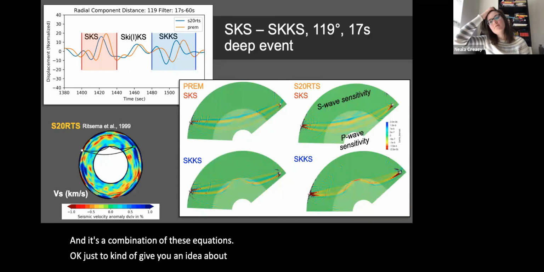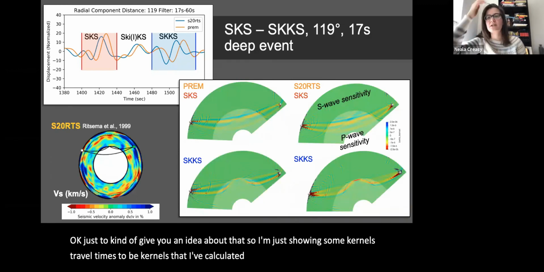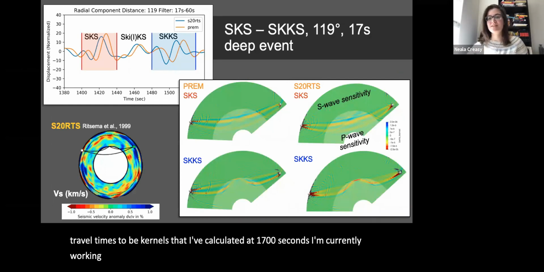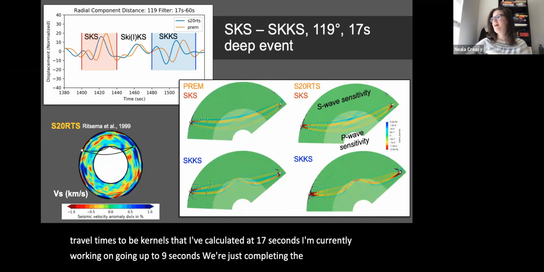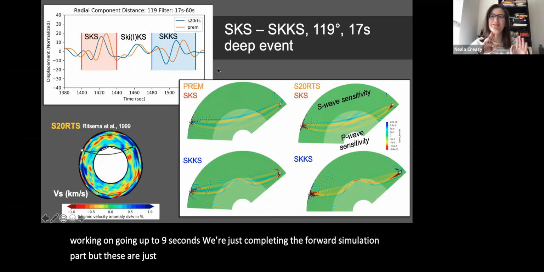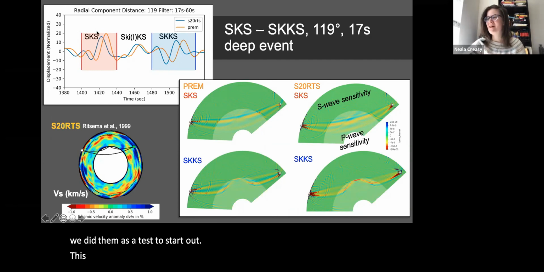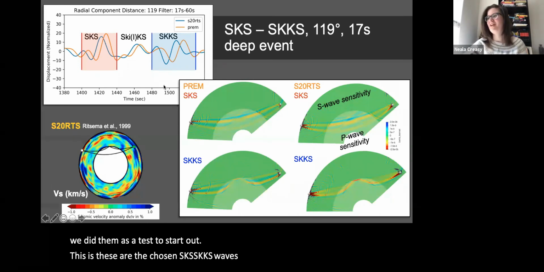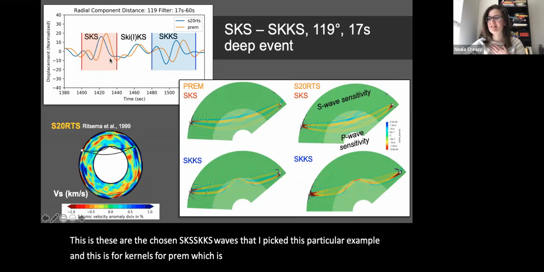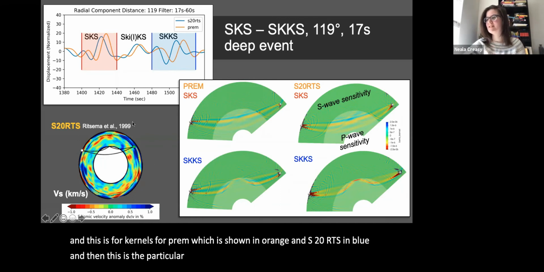So I'm just showing some travel time sensitivity kernels that I've calculated at 17 seconds. I'm currently working on going up to 9 seconds. We're just completing the forward simulation part. But these are just 17-second simulations that are much faster to run, so we did them as a test to start out. These are the chosen SKS and SKKS waves that I picked for this particular example. And this is for kernels for PREM, which is shown in orange, and S20RTS in blue. And then this is the particular array path that I use, with this S20RTS model.